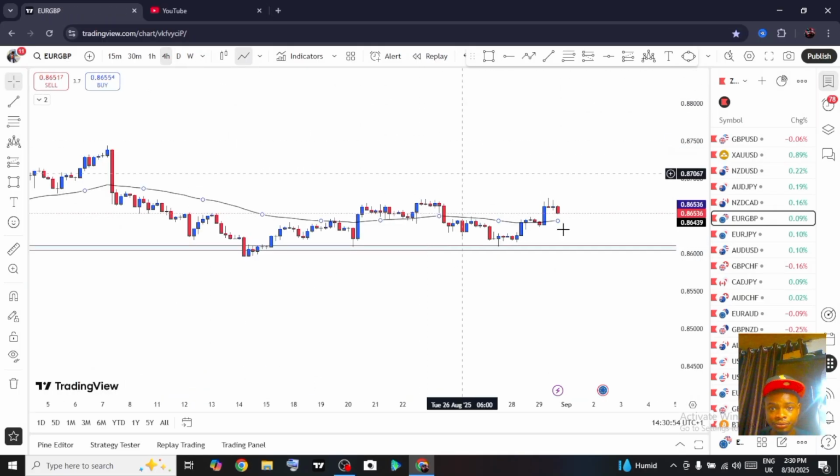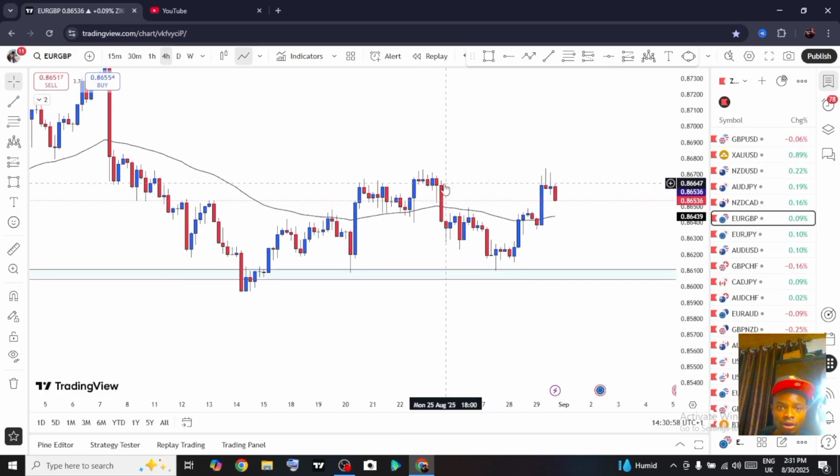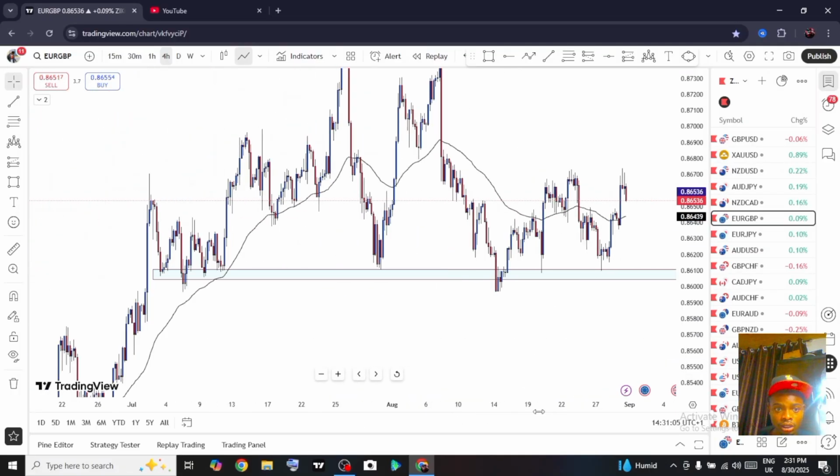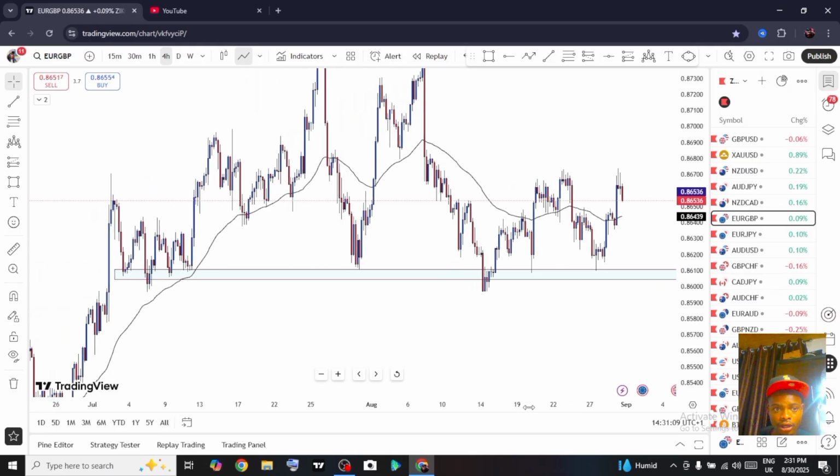4-hour time frame. 4-hour time frame is currently bullish, right? So 4-hour time frame is currently bullish, and let's see here.